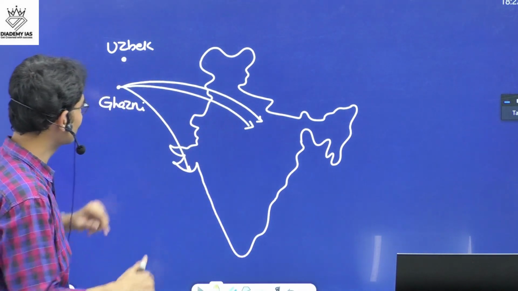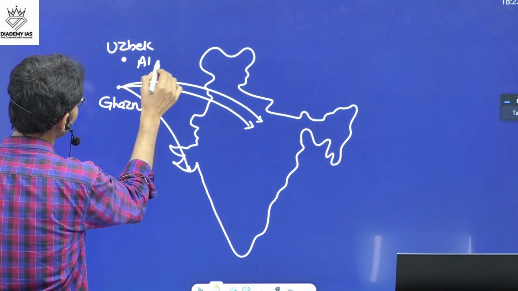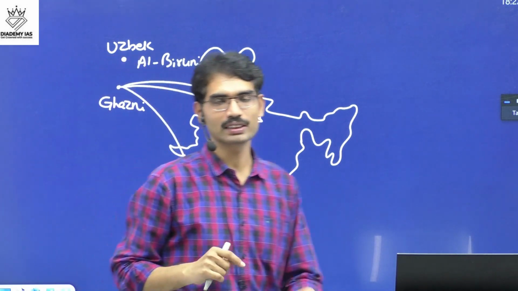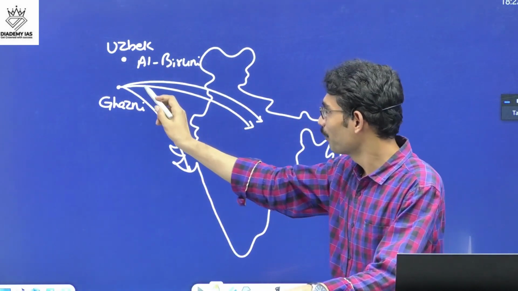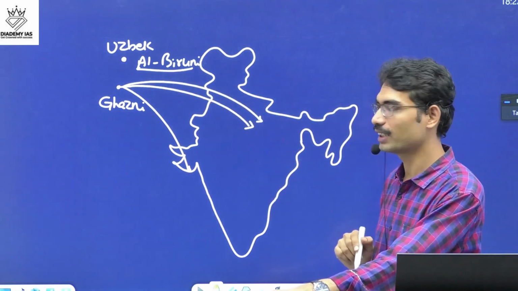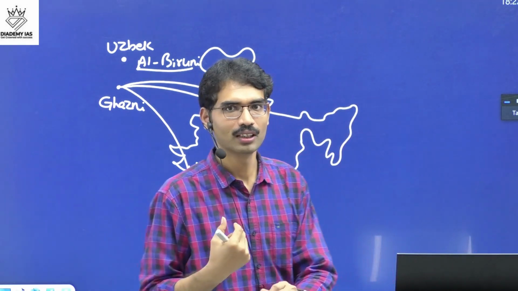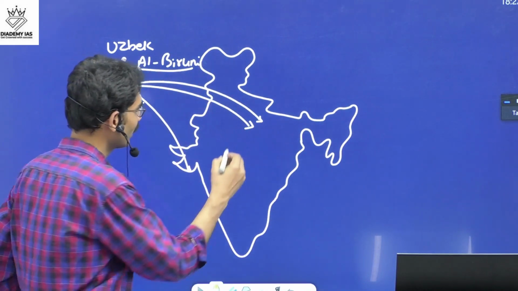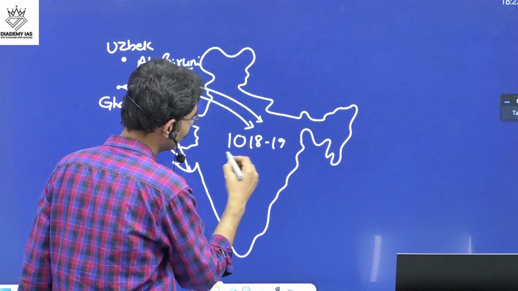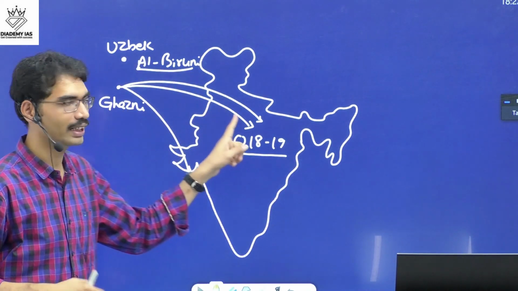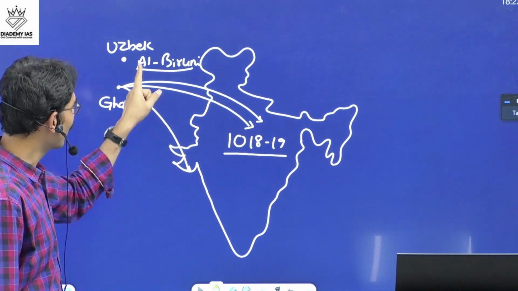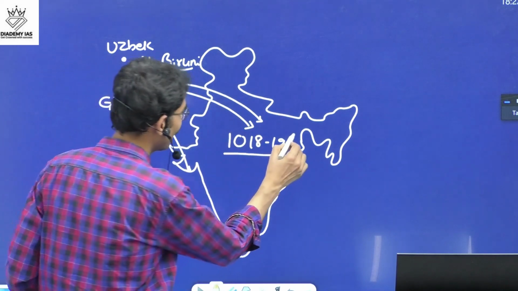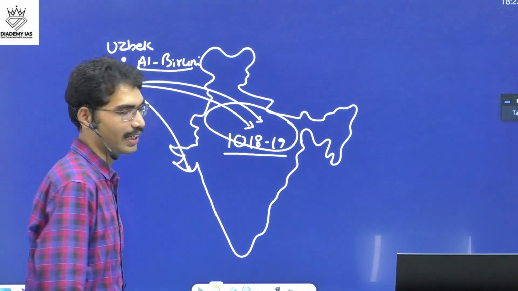When Ghazni was coming, raiding, Al-Biruni also accompanied the soldiers of Ghazni. But he was interested in observing India's condition. He was a scholar and not a soldier, but he came to India along with the Ghazni forces around 1018-1019. During this time, Ghazni was raiding Kanauj, Mathura, those regions. When the Ghazni forces went back, Al-Biruni stayed and observed Indian conditions in this area.